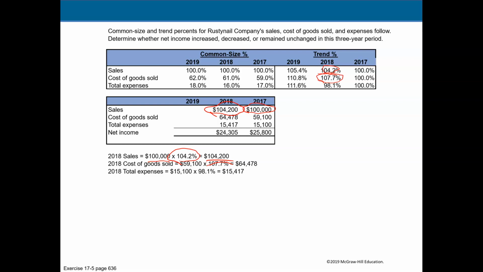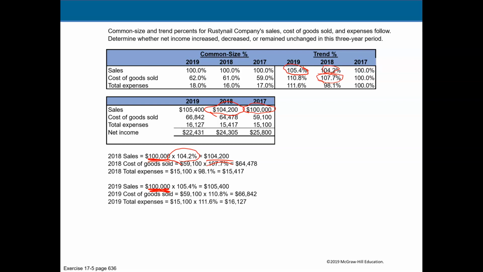And then add them up. And then you do the same thing for 2019. You can see that for sales, the base year is 100,000, and multiply that by the 2019 increase. And you get your cost of goods sold and total expenses.